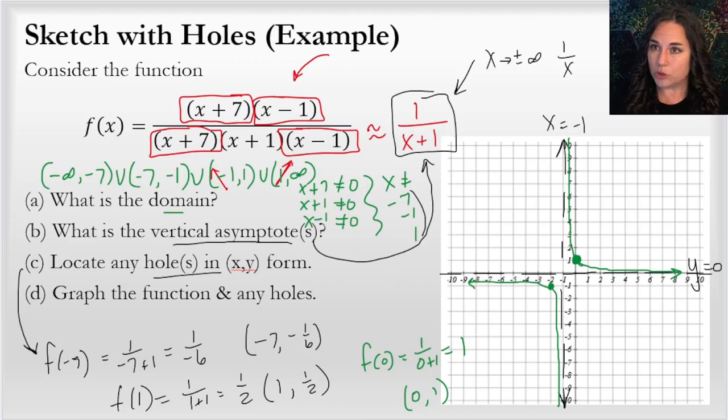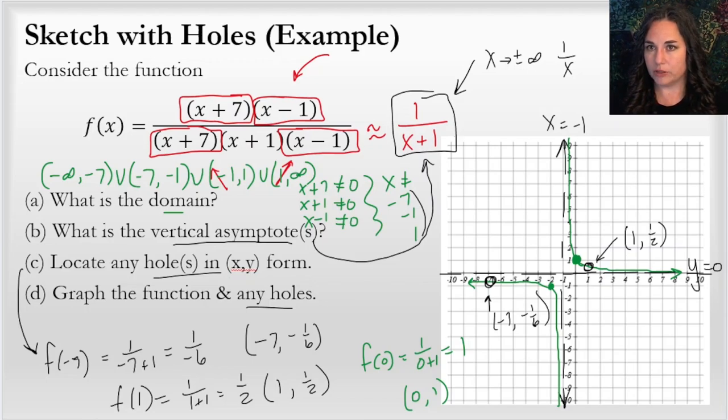And I'm going to put my 2 holes in here. Those are the last 2 things, right? Graph the function and any holes. So I put my 2 holes in here. So I'm going to have a hole at -7, -1/6, and then I'm also going to have a hole at 1/2. So that would be the graph.